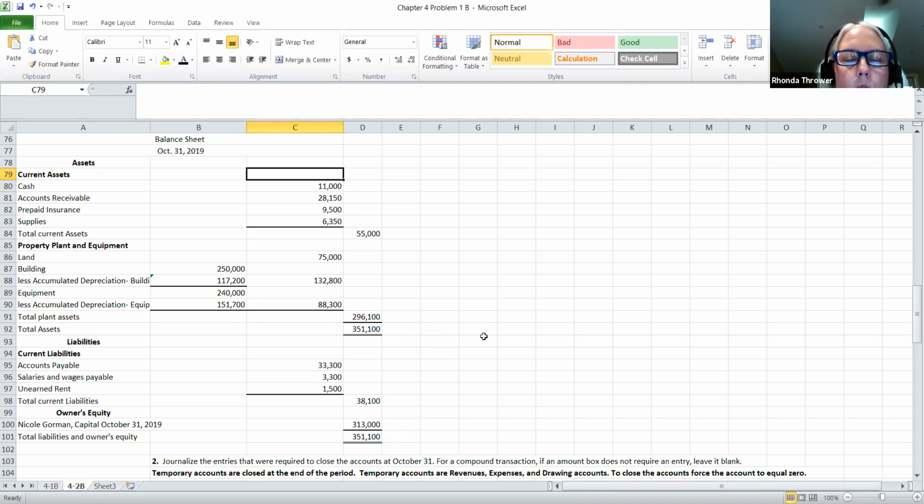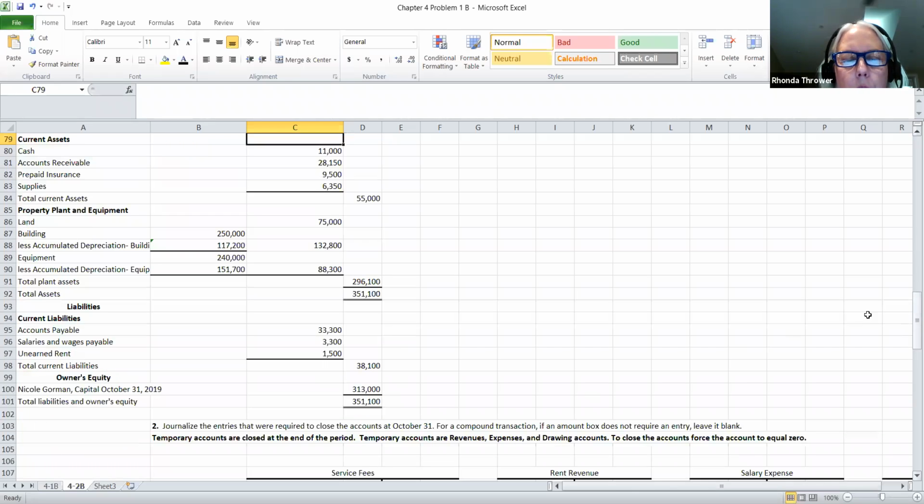The balance sheet is a restatement of the accounting equation. Assets are listed on the left side of the accounting equation, and then your liabilities and your owner's equity are combined so that the right side of the accounting equation balances out.